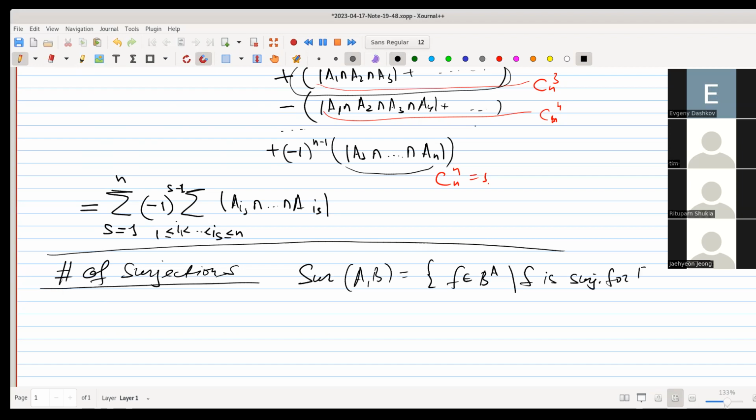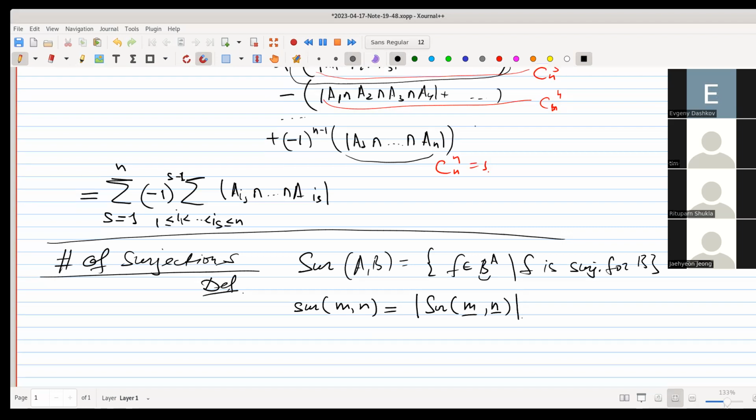Do you remember what it means to be surjective? Yes. What is it? For every b that belongs to the range, every element from B is a value of our function. And now let us denote by this symbol the number of surjections from an M-element set to an N-element set.